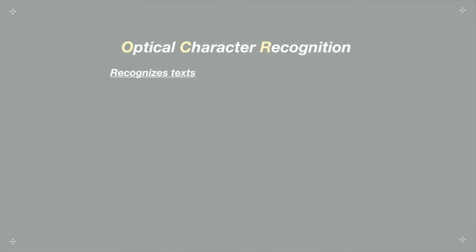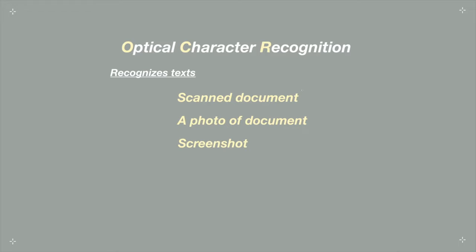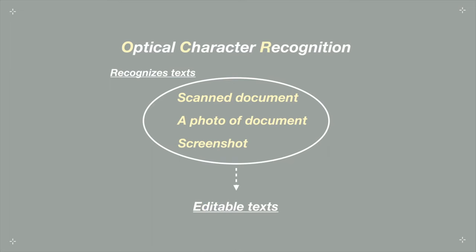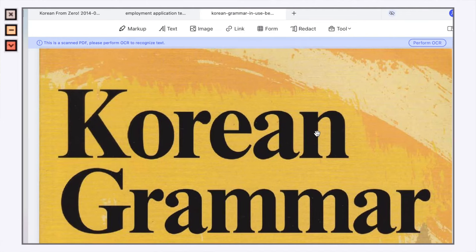Another favorite of mine, or maybe my most favorite, is the OCR text recognition. OCR stands for Optical Character Recognition, and it recognizes text from a scanned document, a photo of a document, or a screenshot, and converts it into a machine-readable form where you are able to edit. So I'm going to show you a sample of each.